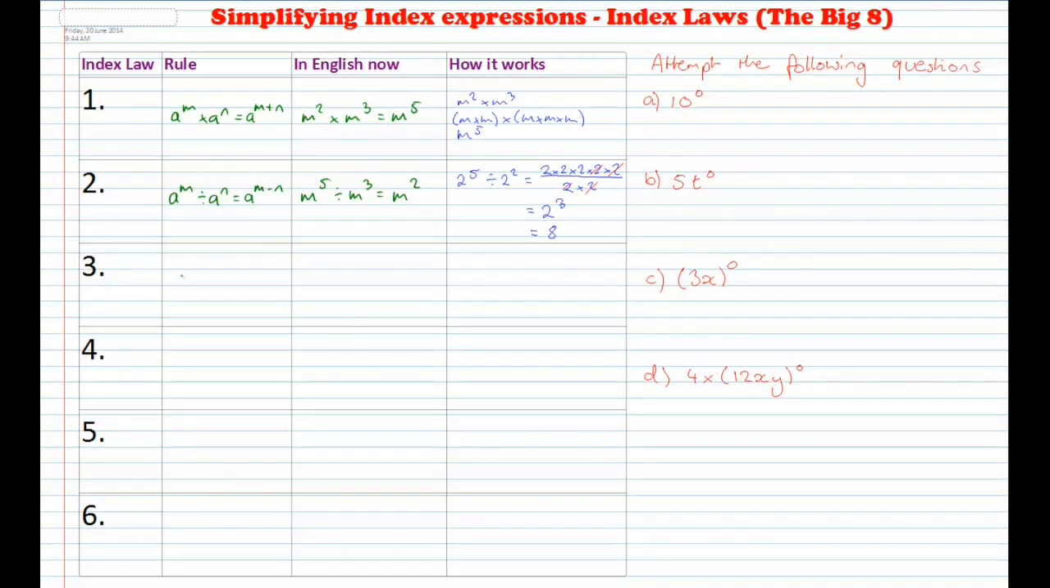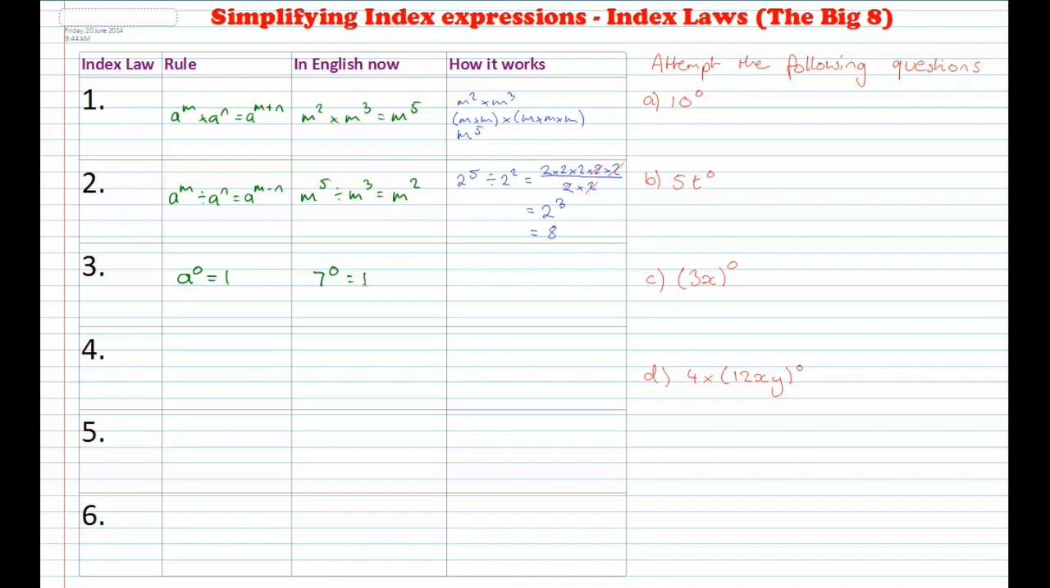Index law number 3. Rule 3 states that anything to the power of 0 is equal to 1. So if I have a to the power of 0, I end up getting an answer of 1. So in English, what does this mean? Well, if I've got 7 to the power of 0, that means 1.